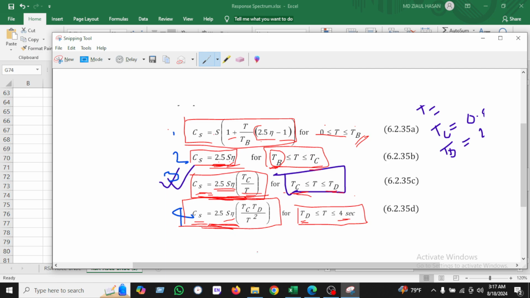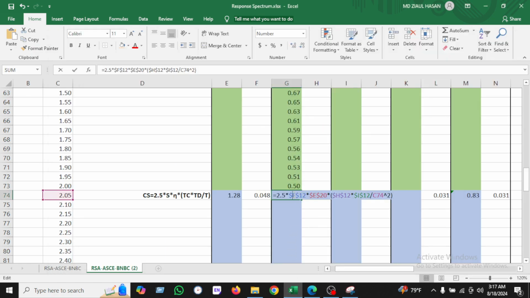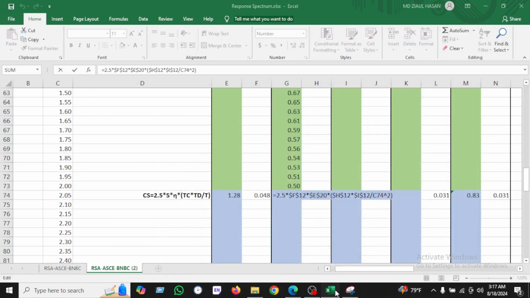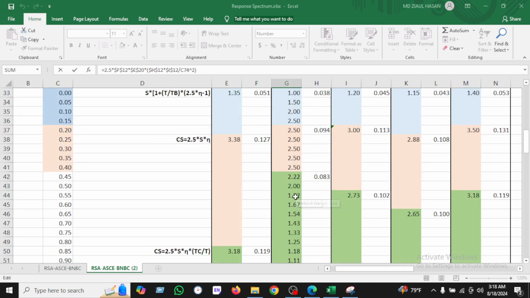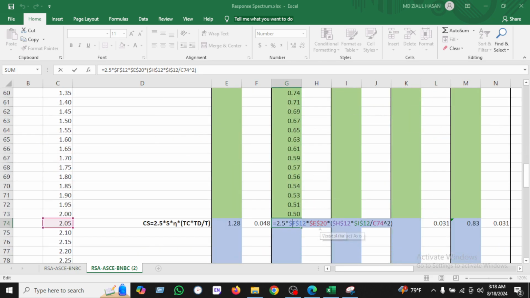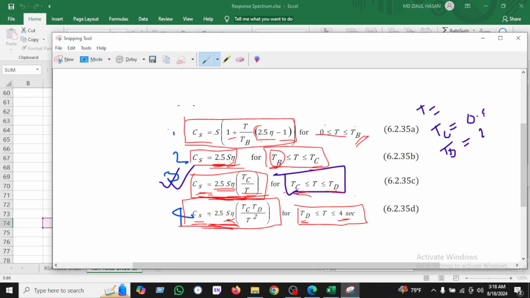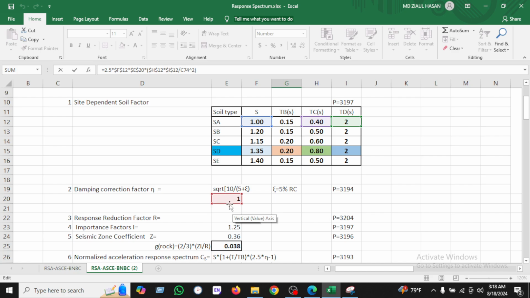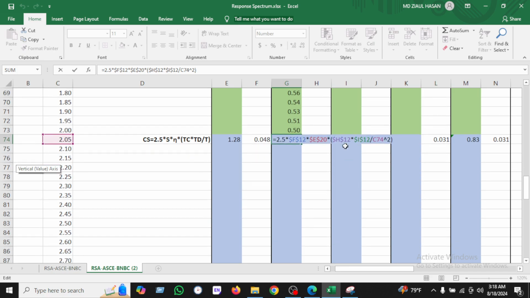The fourth formula is 2.5 into S. S is the cell number F12, and E20, S into eta, which is the damping coefficient. E20 here is the damping coefficient.